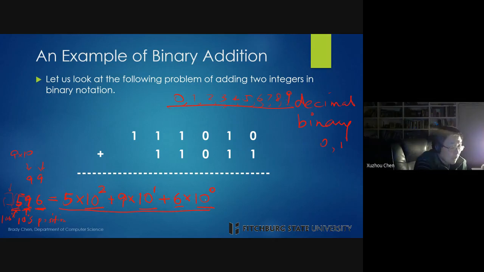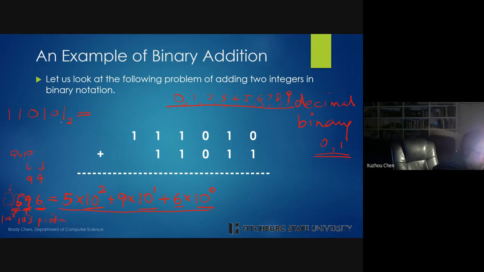Now, for the binary number, remember I'm only allowed to use 2 digits. So every binary number is going to be written like 110101. There's only 1 and 0 appearing in that number. If this is a binary number, to tell that this is not a decimal number, I normally put the 2 in the subscript, subscript 2.